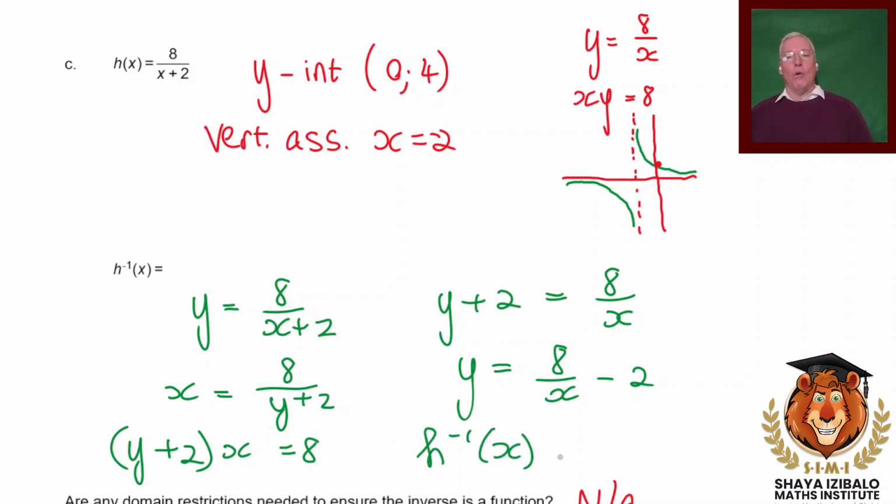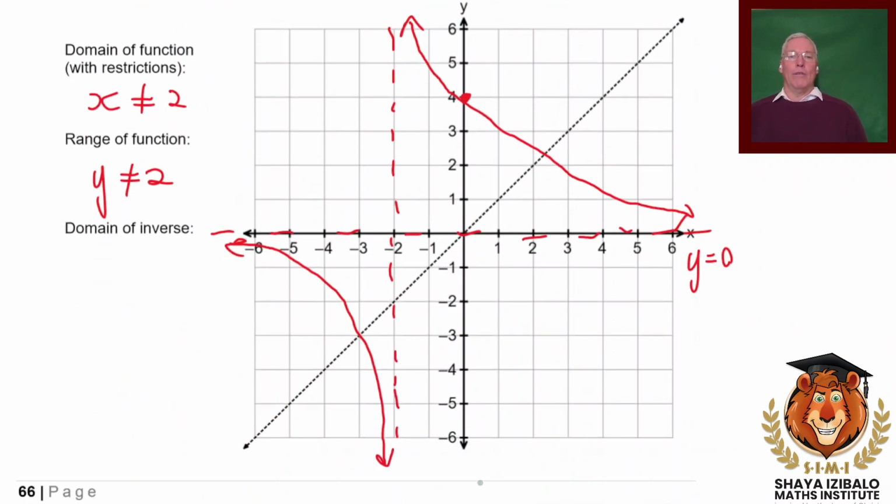Now, this is also a hyperbola. This one has got a horizontal asymptote of -2 and a vertical asymptote of 0. So let's just have a look. It's got a vertical asymptote of 0 and a horizontal asymptote of -2.